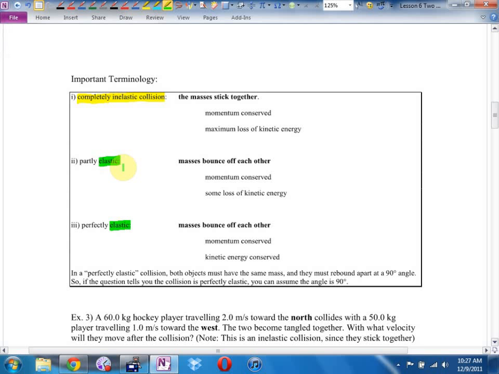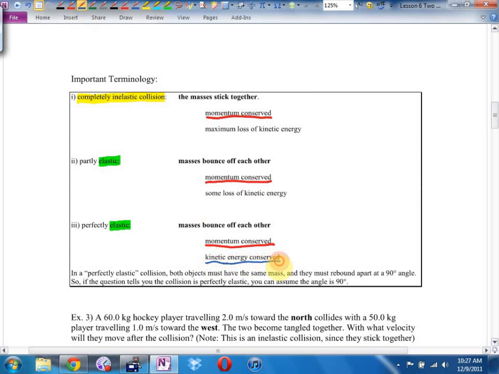Okay? Now, in all collisions, momentum is conserved. In other words, the sum of all momentum initial equals the sum of all momentum final. In a perfectly elastic collision, you have something else that's conserved. In a perfectly elastic collision, kinetic energy is conserved.